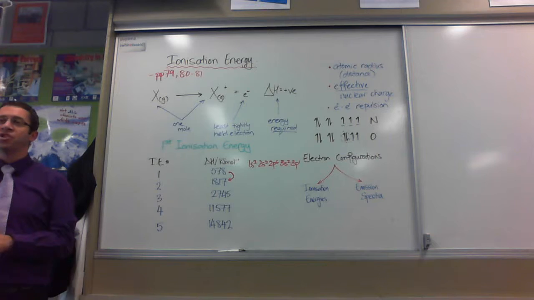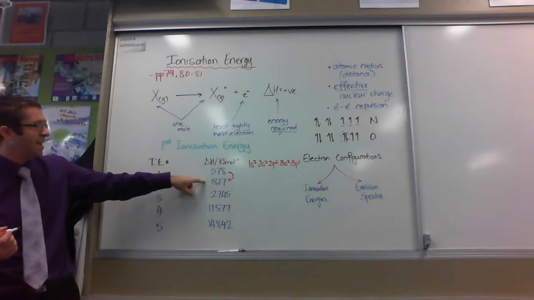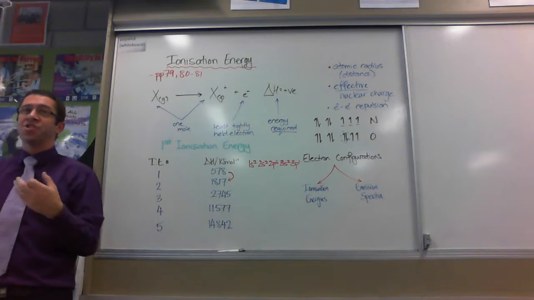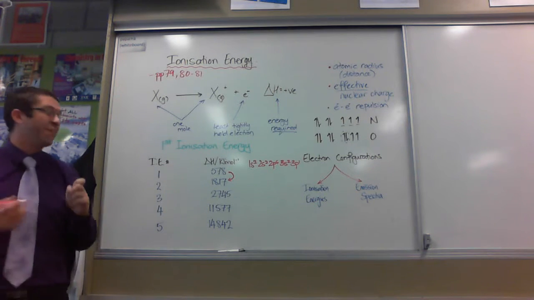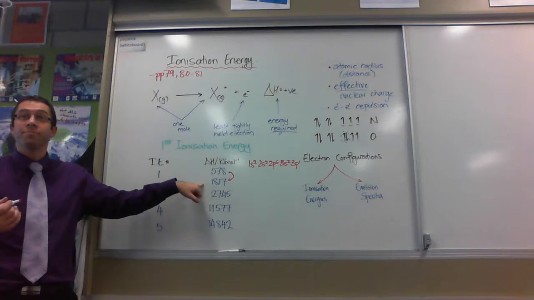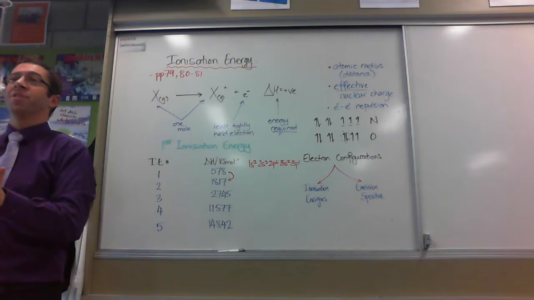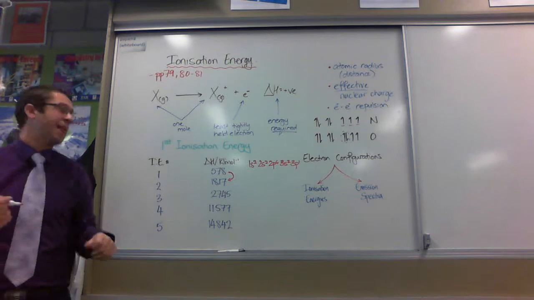Can you see quite a big jump in values there? We're going from 578 to 1871. That jump isn't actually big enough to suggest that there's a brand new energy level, but it does suggest that this electron's just a little bit further away than this one. Okay? Because atomic radius is kind of a big deal. You always link it to atomic radius.